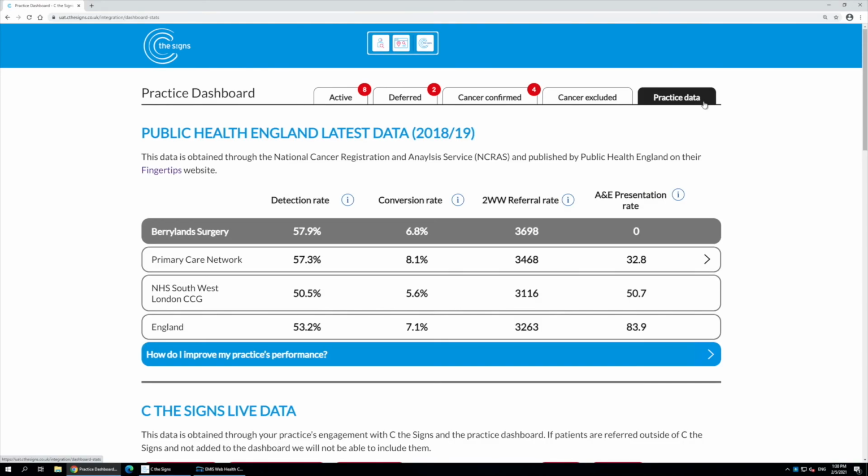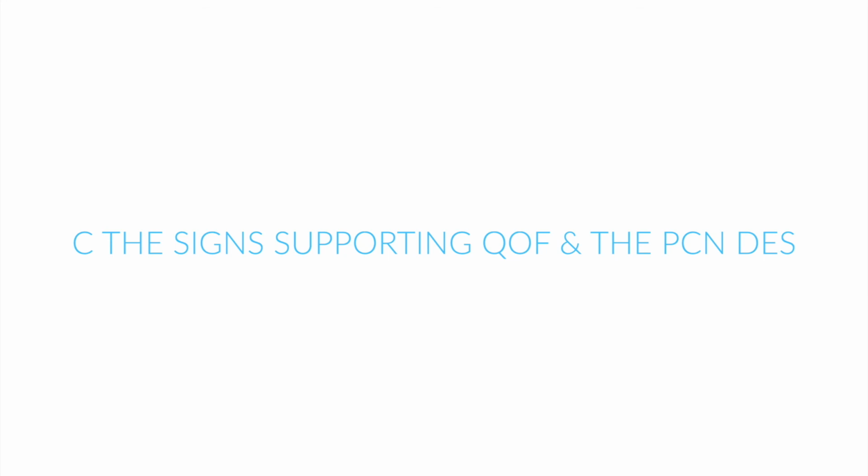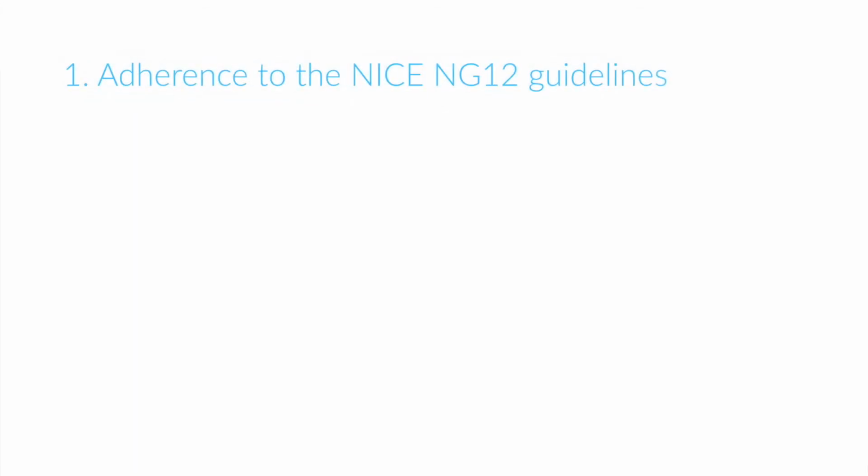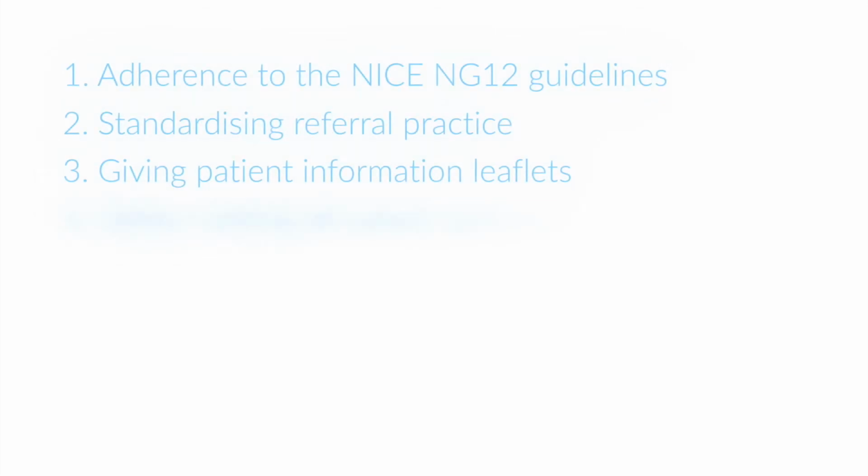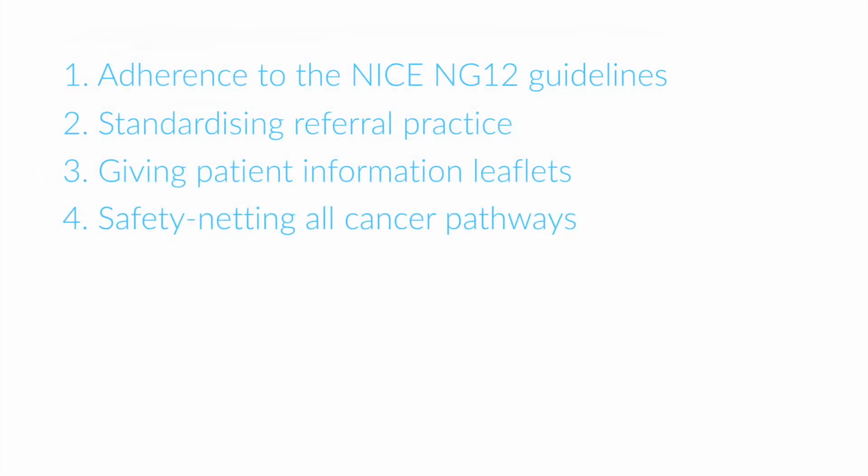Lastly, moving on to the Practice Data tab. And this brings me to the QoF QI module and PCN-DES for early cancer diagnosis. The targets for both overlap and focus on adherence to NICE NG12 cancer guidelines, standardising referral practices, giving patients information leaflets, safety netting not just 2-week waits, but all tests and investigations that are there to exclude cancer, and facilitating learning and reflection. And you can see how See the Signs can help you with all of those targets.